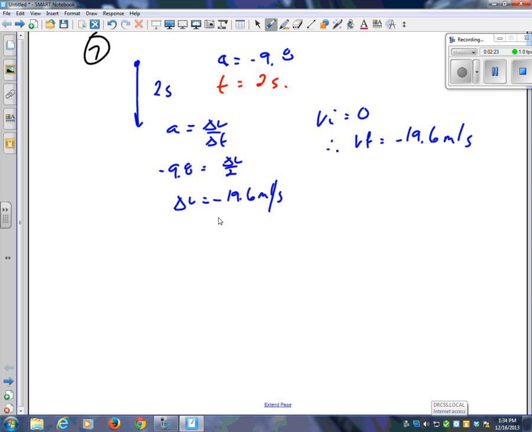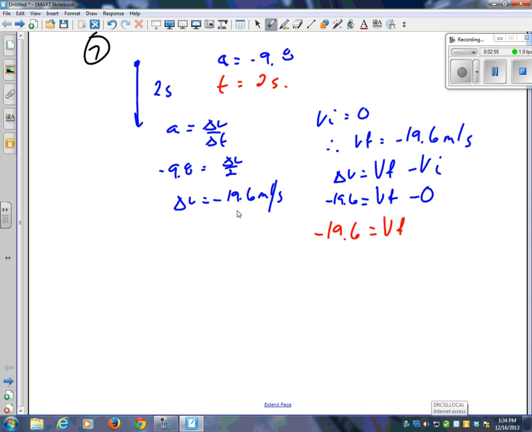So you would have something like delta v is vf minus vi. Minus 19.6 is final velocity minus 0. So what happens with the minus 0? Disappears. So minus 19.6 is the final velocity. That's all I did there, right? That's just part A. What is the bag's velocity?